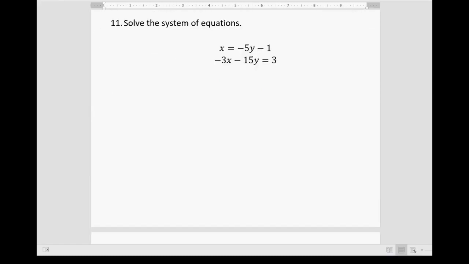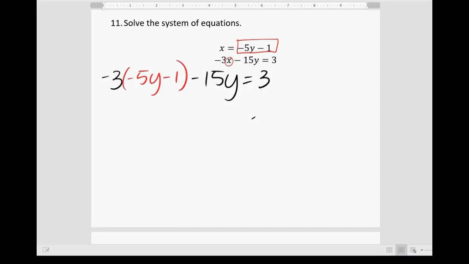Okay. Number 11, to solve this system. We're going to use whatever method we want, and I'm going to use substitution because it's already kind of set up for us to do that. So x equals negative 5y minus 1. I'm going to take what I boxed in and plug that in for x in the other equation. So I have negative 3 times negative 5y minus 1 minus 15y equals 3.